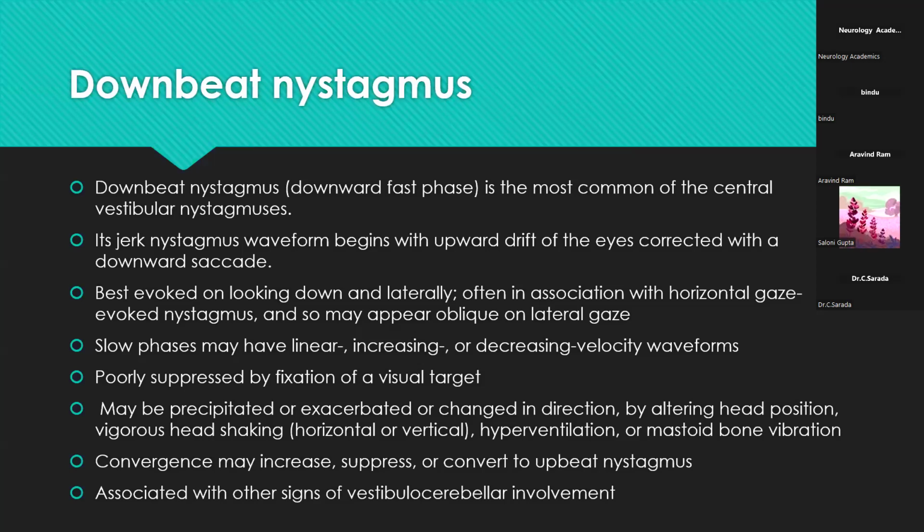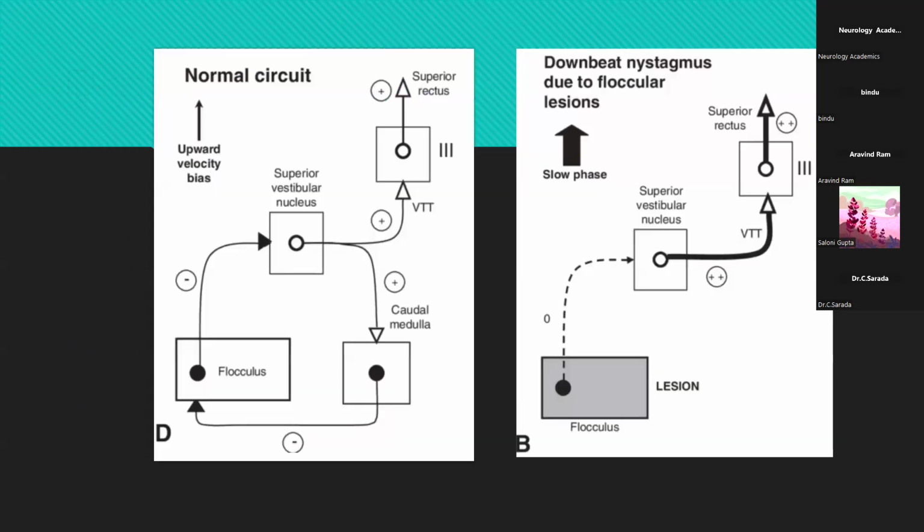The slow phases can have linear increasing or decreasing velocity waveforms, and it is poorly suppressed by fixation as opposed to peripheral vestibular nystagmus, and as well can be precipitated by maneuvers like altering head position, vigorous shaking, etc. And convergence can have a variable effect on downbeat nystagmus: it can increase, suppress, or convert it to an upbeat nystagmus, and it is associated with other signs of vestibulocerebellar involvement. And this is the pathophysiology behind this.